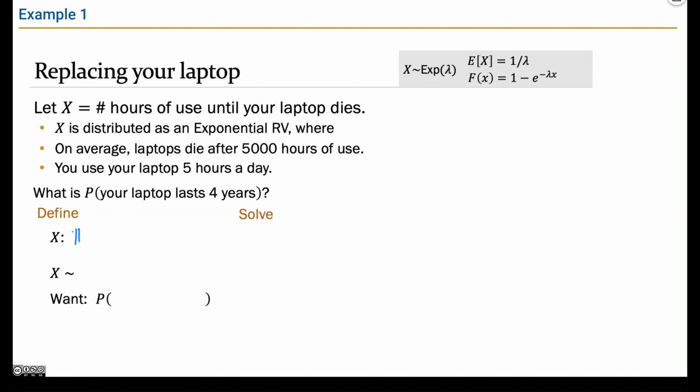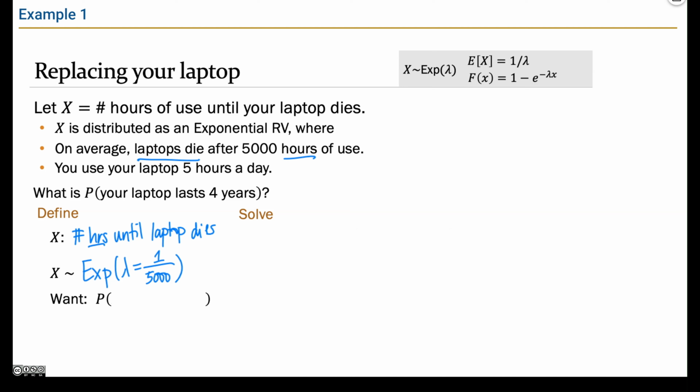Okay, so x is the number of hours until the laptop dies. And x, therefore, can be modeled, it tells me, as an exponential. But now I need to think of what's lambda. So lambda is the number of successes, or in this case, laptop deaths, per unit of time. My unit of time is in hours. So I see I have one death, one laptop dies every 5,000 hours. So I'm going to write my lambda as this. That's assuming that x is measured in hours.